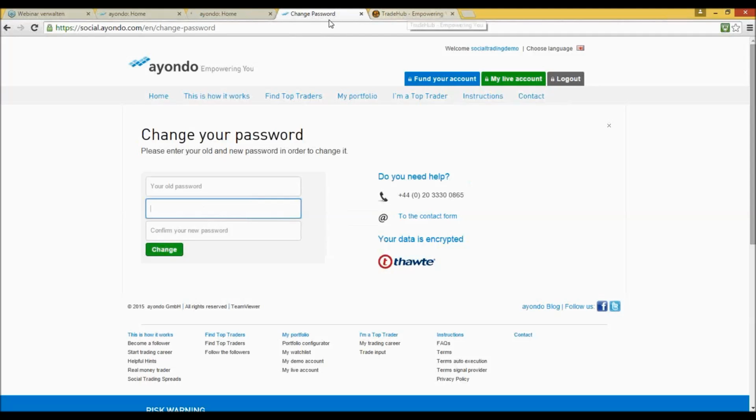If you change your password on the social trading platform where you select your top traders, it will not change the password on the Trade Hub where you fund. So just remember that if you are having login issues.